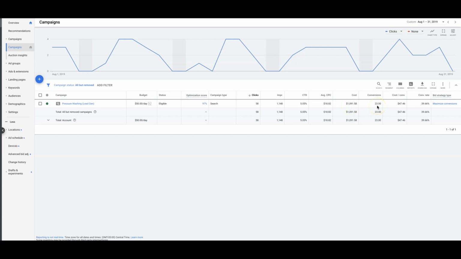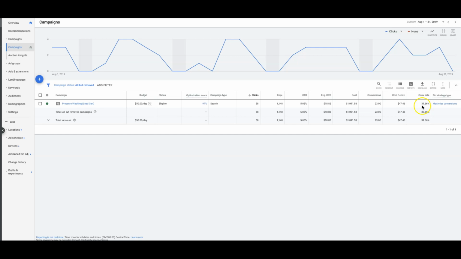He got 23 pressure washing leads at a cost of $47 a lead, and the conversion rate was 39%, which is exactly where we want to be. 25 to 35 for this space is where you want to aim for. We were using the maximized conversions bidding strategy, or we are using it, I should say.